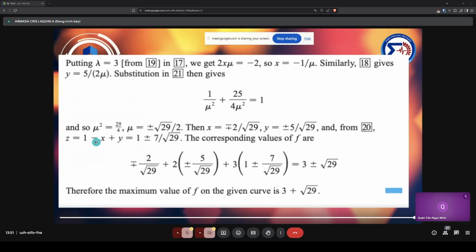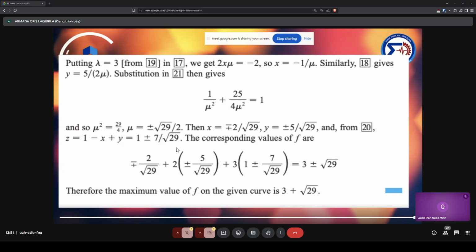Now, the second value: if your x is positive 2 square root of 29, you substitute it here. Since there is a minus here, it becomes negative. And now the second value of your y is also negative, so negative 5 over square root of 29. So the other z result is this one, negative 7 over square root of 29. So that's 1 minus that value.